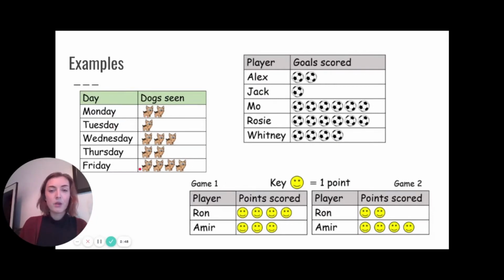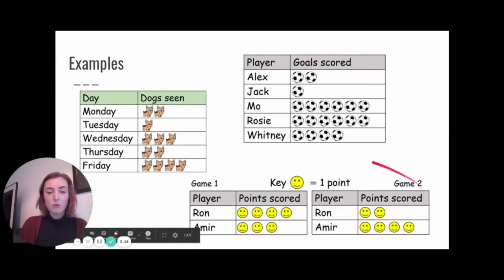Over here, a group of friends wanted to keep track of how many goals they scored. So they did their tally chart and then they turned it into a pictogram. And every tally they turned into a little football. So you can clearly see if I choose Whitney, I can see she scored 1, 2, 3, 4 goals.